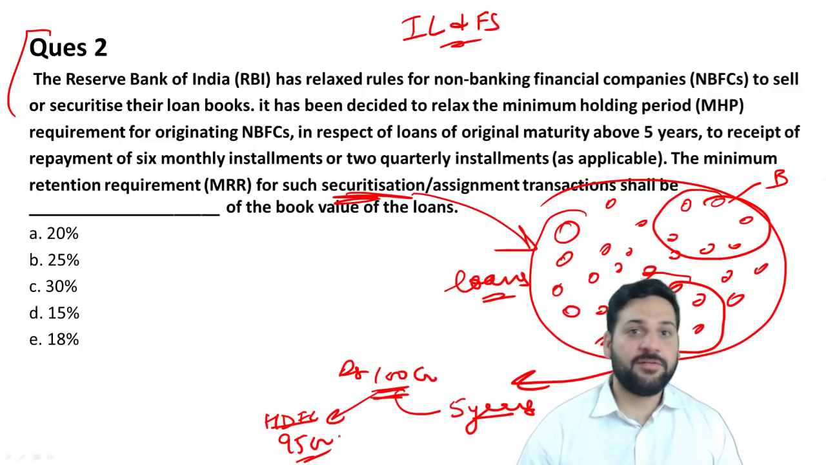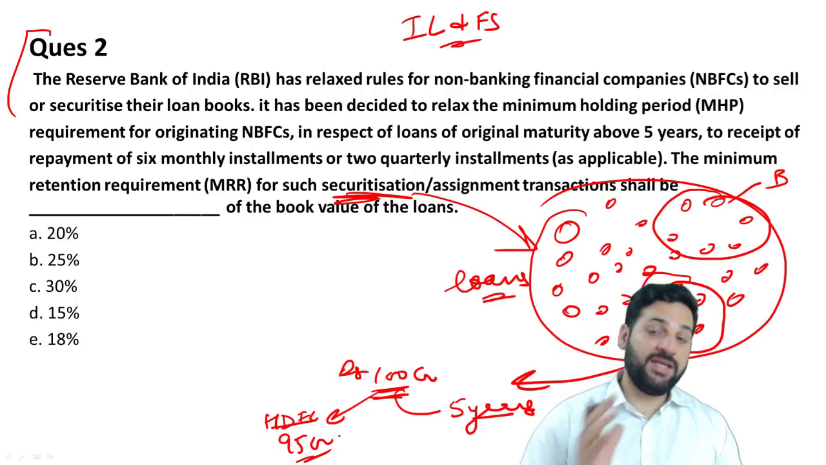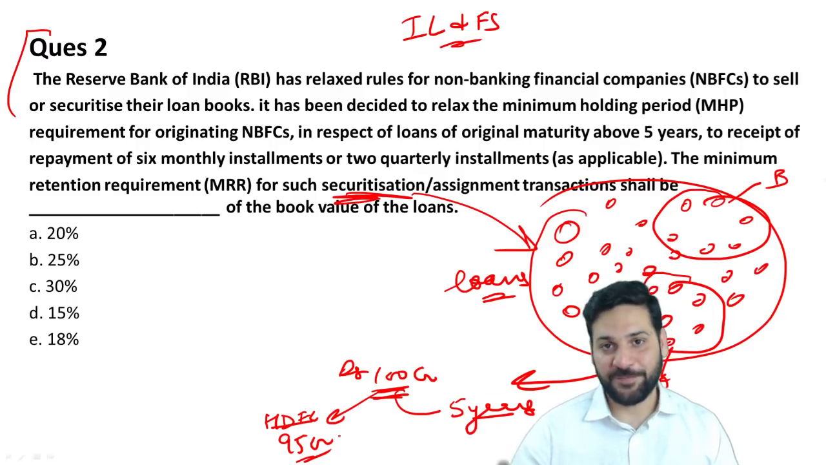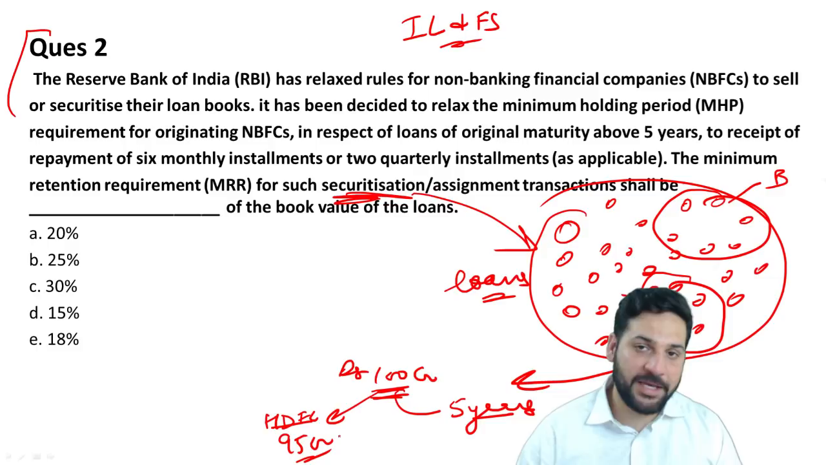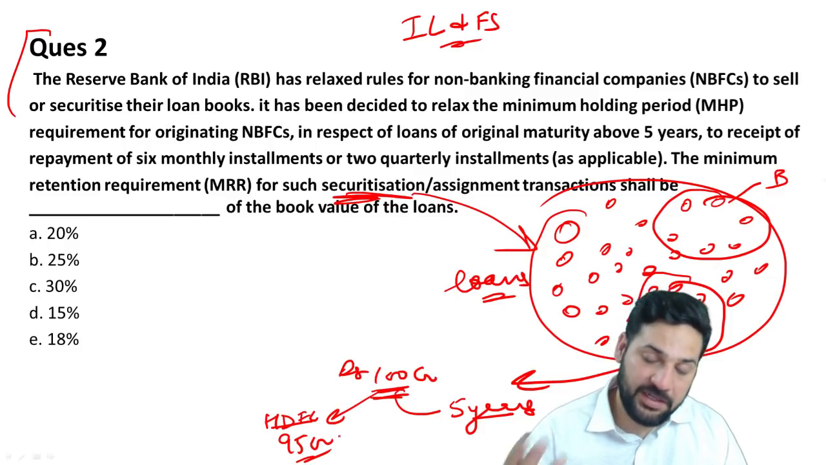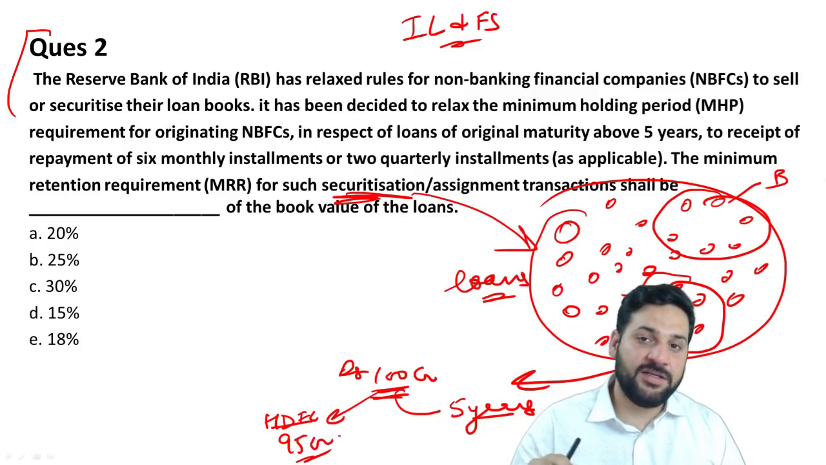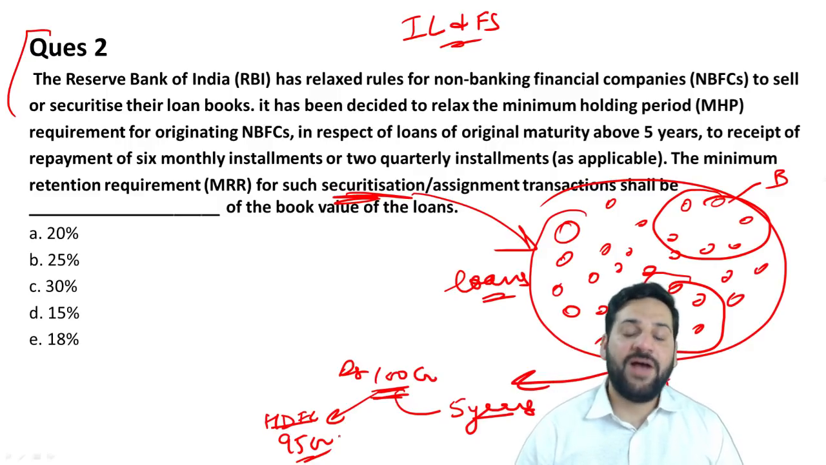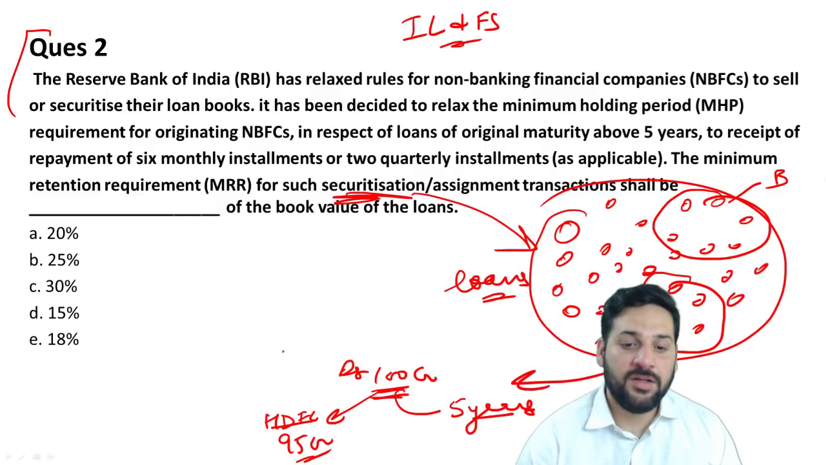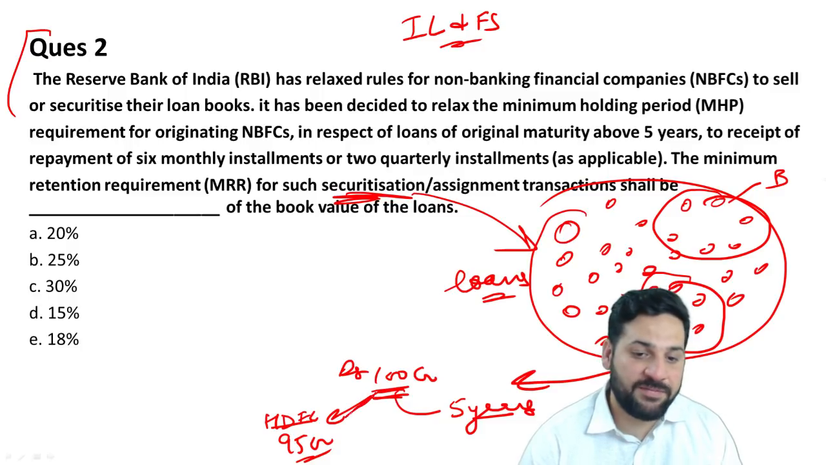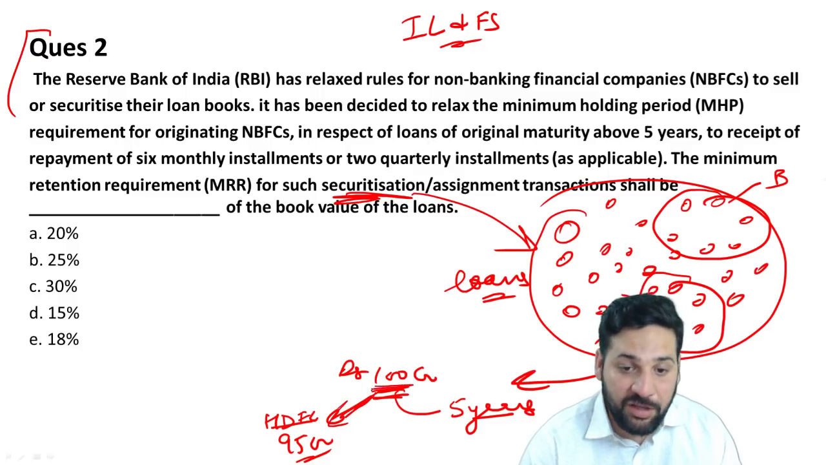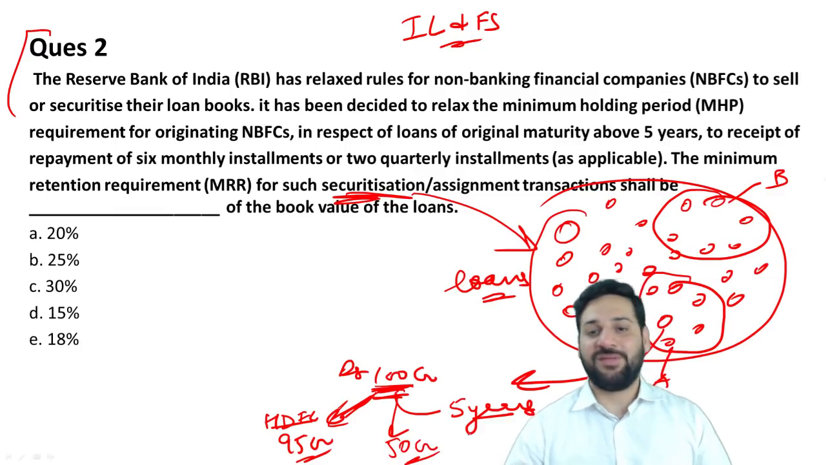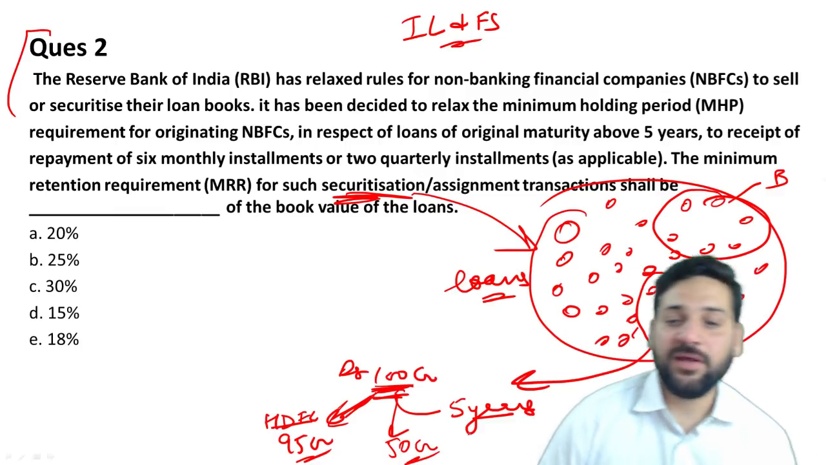In 2008, one of the biggest reasons behind the subprime crisis was securitization, because the big banks did this with houses. When the value of houses went down, the value of this 100 crore came to just 50,000. That's why the whole collapse happened. So that's what securitization is.